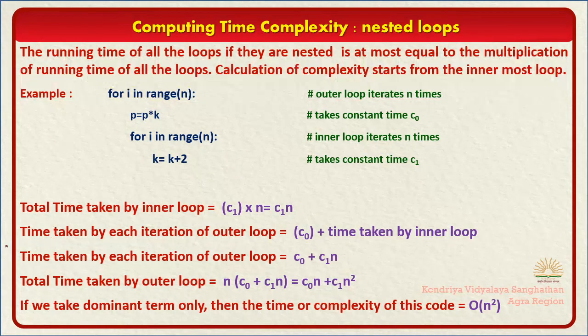Now, the time taken by each iteration of the outer loop. When this outer loop is executed, how much time will each iteration take? It will take the time for statement 1, that is time c0, and it will take the time required to run the inner loop. So the equation is c0 plus the time taken by the inner loop. This is the time of one iteration of the outer loop, and in this way we will put this c1n here, forming this equation: c0 plus c1n.